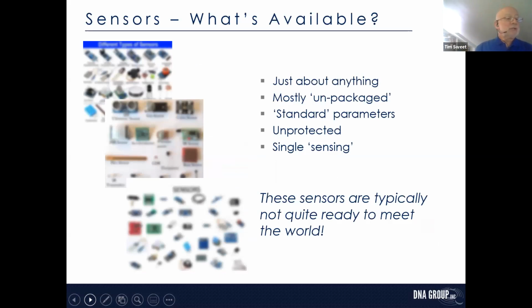If you search for sensors on the web, or go to your favorite electronics distributor, such as DigiKey, or Arrow, or Mouser, whoever, you will literally find thousands and thousands of components. DigiKey, for example, lists over 150,000 sensor devices in about a dozen categories. But most of these are components. They are specific in what they do, and they are not packaged to meet the real world.